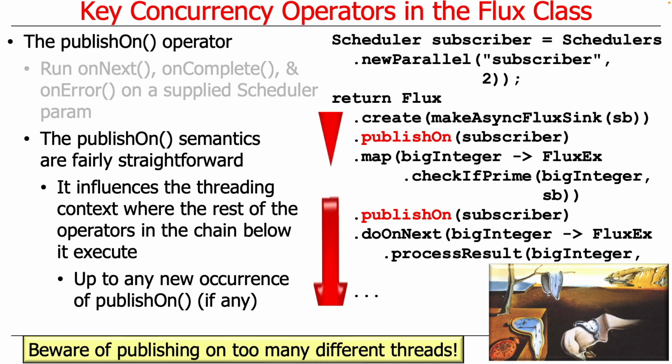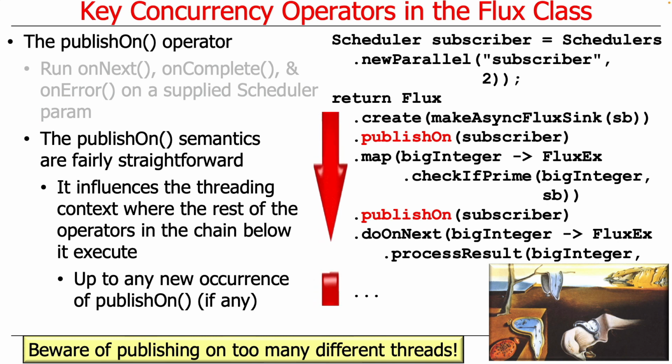Again, beware of publishing on too many different threads within a chain, because you end up spending all your time moving stuff between contexts, which is slow. Why is moving stuff between contexts slow? Well, that's a good question. And so the reason I'm advising against changing schedulers and thread contexts is because there's a cost associated with that, and the cost is typically in terms of context switching, synchronization, data movement, and probably memory management as well, which also then gets into the issue of synchronization.